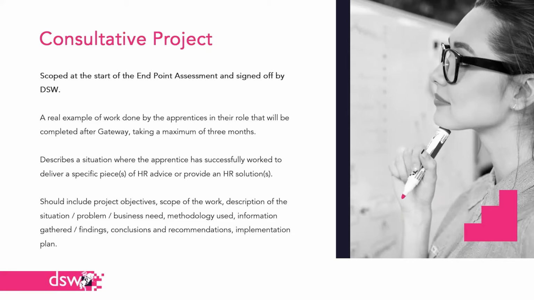It describes a situation where the apprentice has successfully worked to deliver a specific piece of HR advice or provide a HR solution. And within the project report, they should include project objectives, scope of work, description of the situation, problem or business need, methodology used, information gathered and findings, conclusions and recommendations, and an implementation plan.